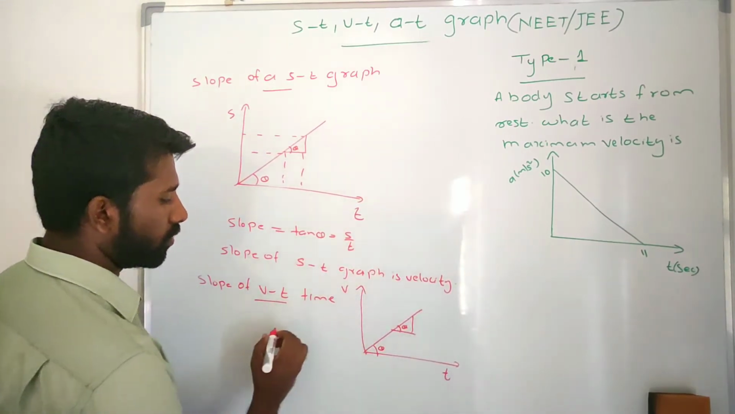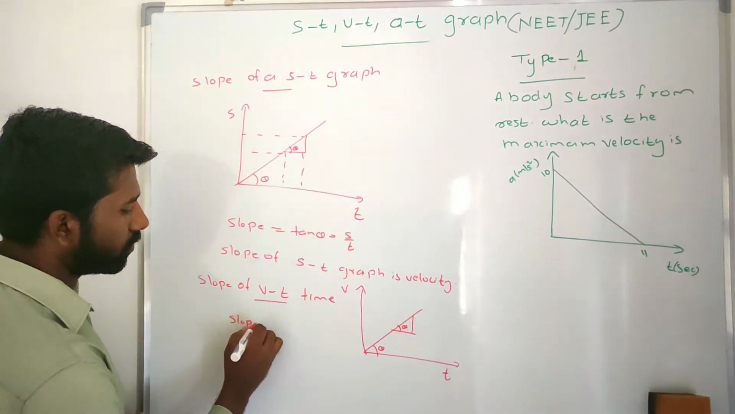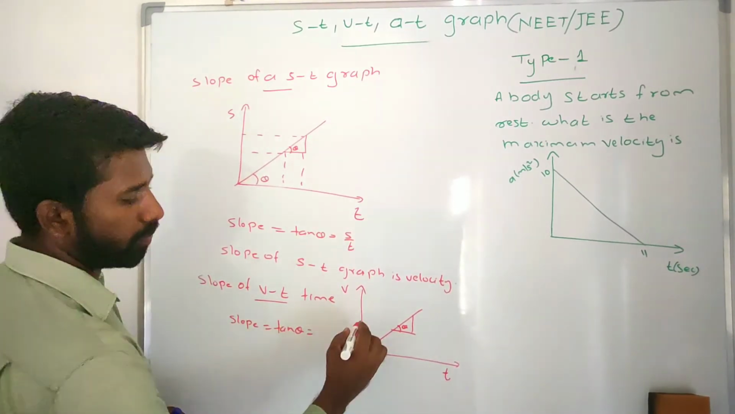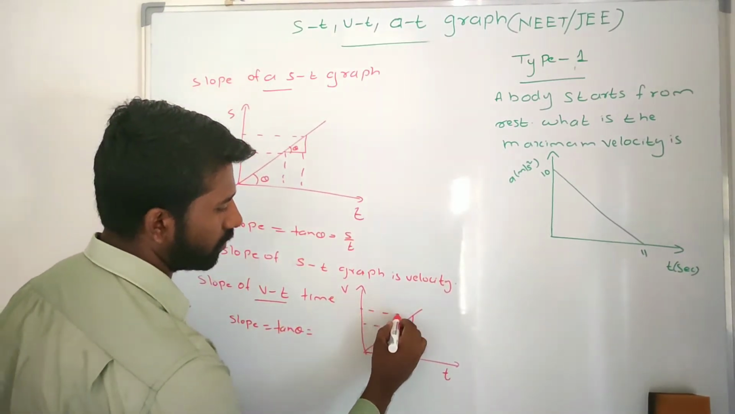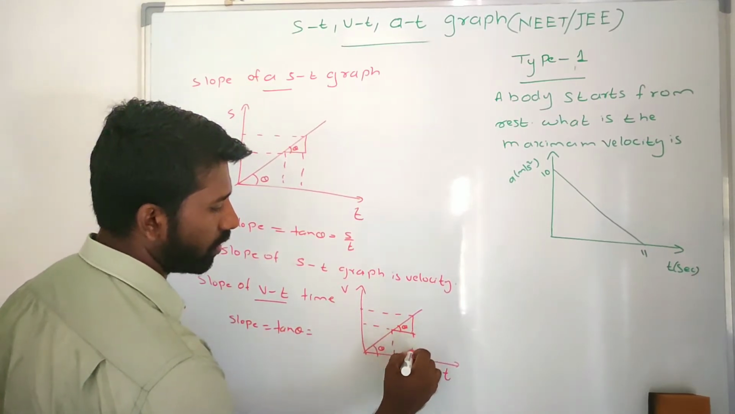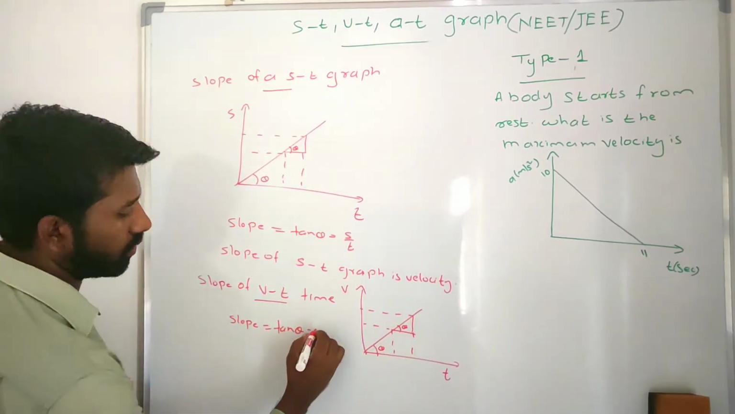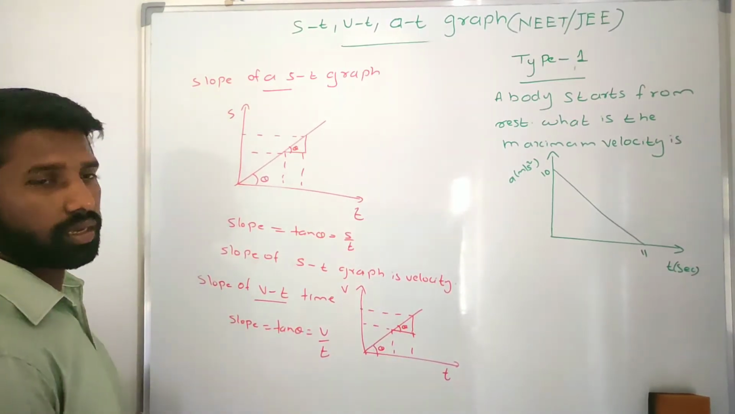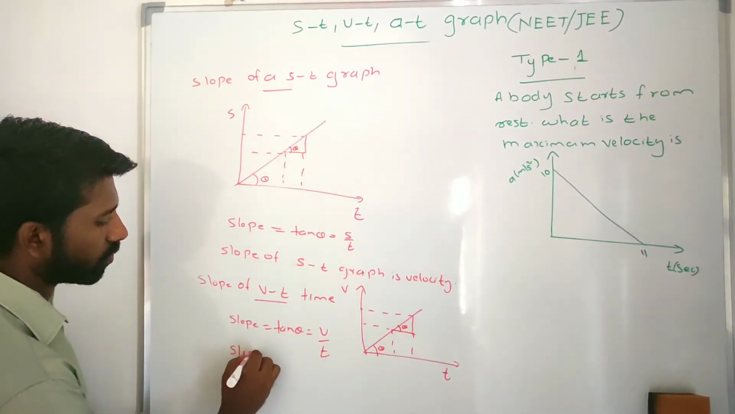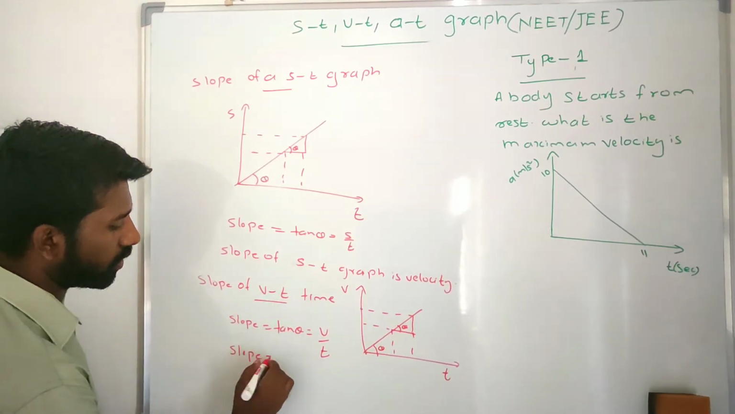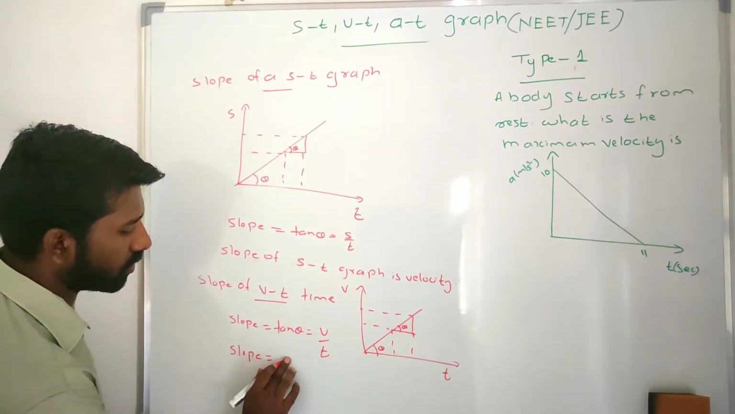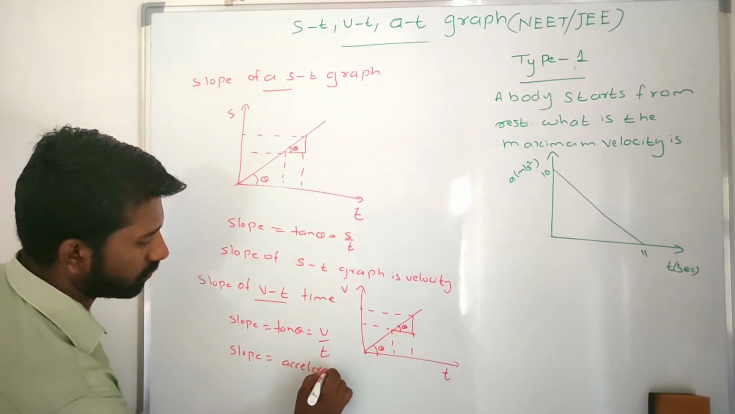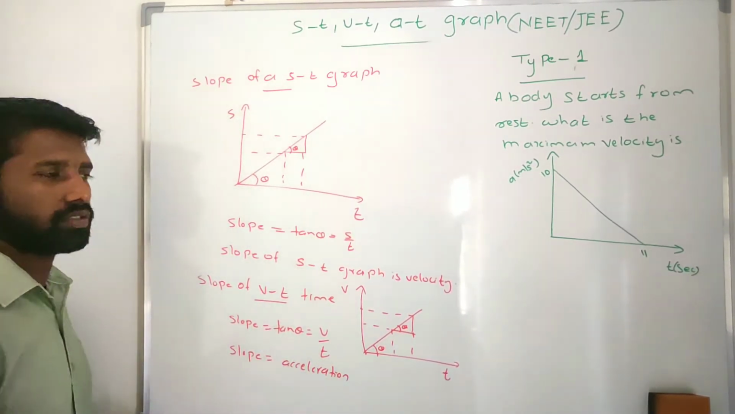So what about the slope? Slope is equal to tan theta. What is tan theta? Opposite side divided by adjacent side. Here the opposite side is velocity and the adjacent side is time. That is velocity divided by time. What is velocity divided by time? Acceleration. So the slope of the velocity-time graph is acceleration.